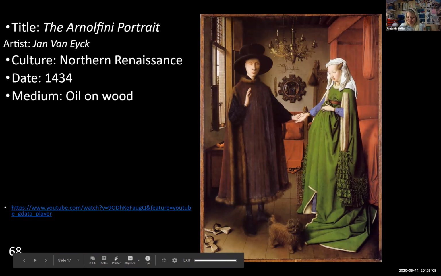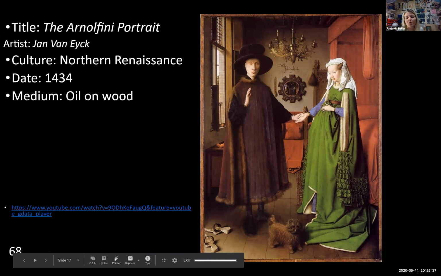Arnolfini portrait. All right, so this work is not really religious necessarily, although it does have Christian undertones. With the Arnolfini portrait, Jan van Eyck, we talked about, again, specificity, detail, symbols, perspective, and attention to texture. So the fur versus the velvet versus the wood floor versus the puppy dog, right? You see all these different textures coming together.